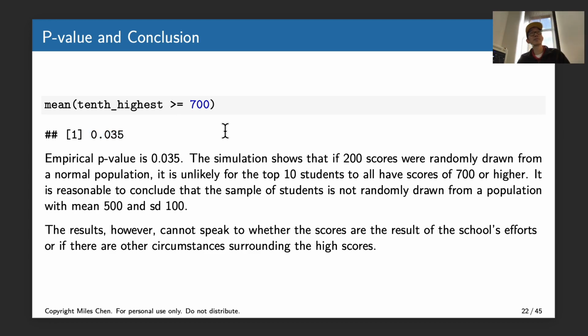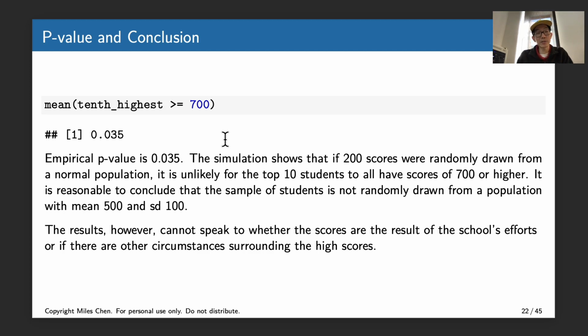So if out of a graduating class of 200 students, 10 of them scored 700 or higher, that's a pretty remarkable thing. It's not impossible, but it happens less than 5% of the time by random chance. So if this happens, the school could celebrate it. Whether that's because the school did a great job or because they happen to have a randomly remarkable class, who knows? But this is not a very common occurrence, where the 10th highest score in a class of 200 is 700 or higher.